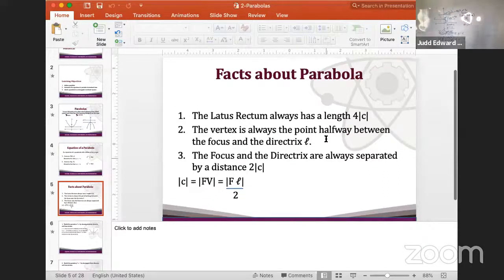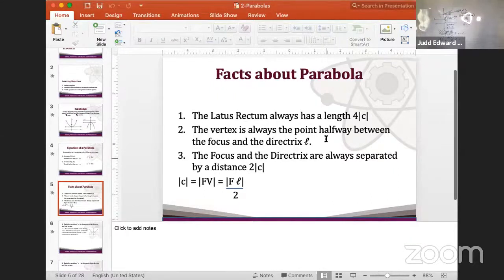The latus rectum always has a length of 4c, or the absolute value of 4c. The vertex is always the point halfway between the focus and the directrix. Remember, we should always keep in mind that between the focus and the directrix, the vertex is always in the middle. It is not possible that the directrix is in the middle, or that the focus is in the middle. The vertex must always be in the middle. Because the focus tells us whether our parabola is opening upward, downward, to the right, or to the left.